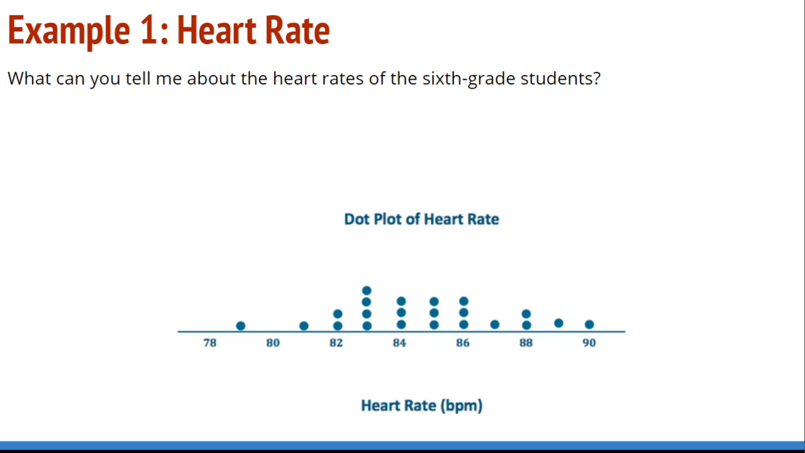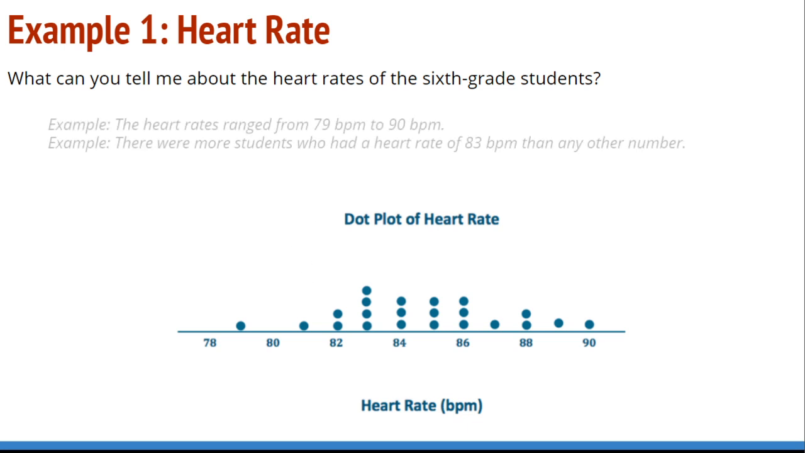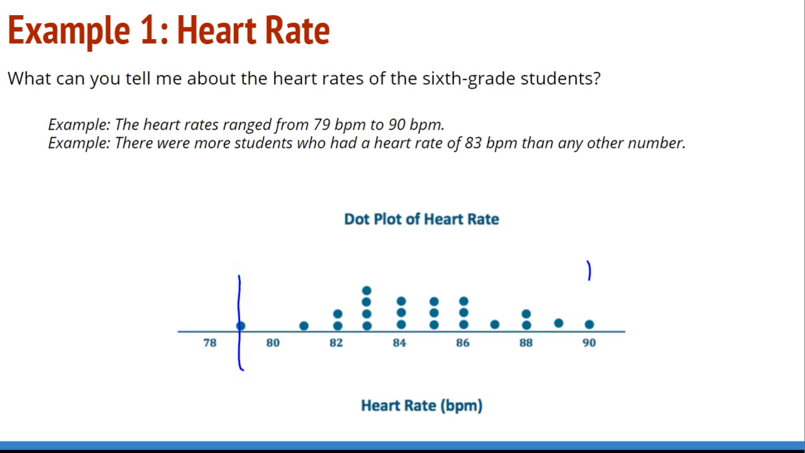Well, the first thing is, what do we notice about the heart rates of the 6th graders? There's a couple of different things that I notice. The heart rates range from 79 to 90. I could look and say 83 was the most common answer. There were more students who had a heart rate of 83 BPM than any other number. I could make the observation that none of the students had a heart rate of 80. So there are lots of different observations that I can make as I look at this data.